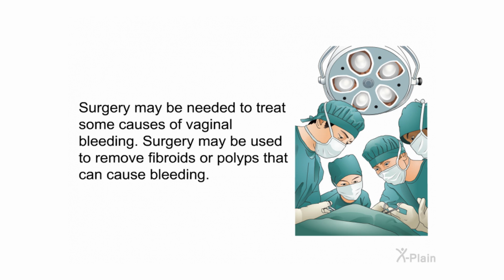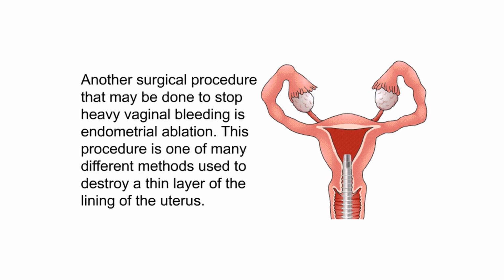Surgery may be needed to treat some causes of vaginal bleeding. Surgery may be used to remove fibroids or polyps that can cause bleeding. Another surgical procedure that may be done to stop heavy vaginal bleeding is endometrial ablation. This procedure is one of many different methods used to destroy a thin layer of the lining of the uterus.